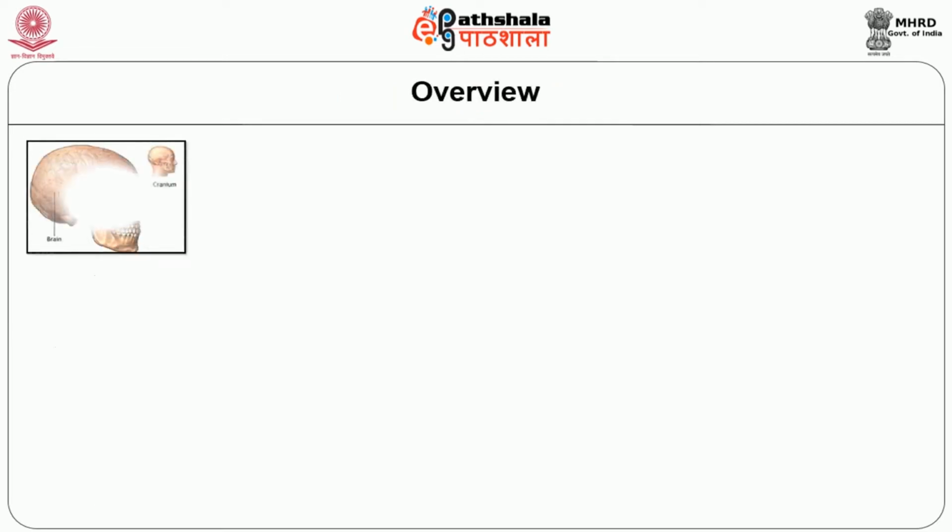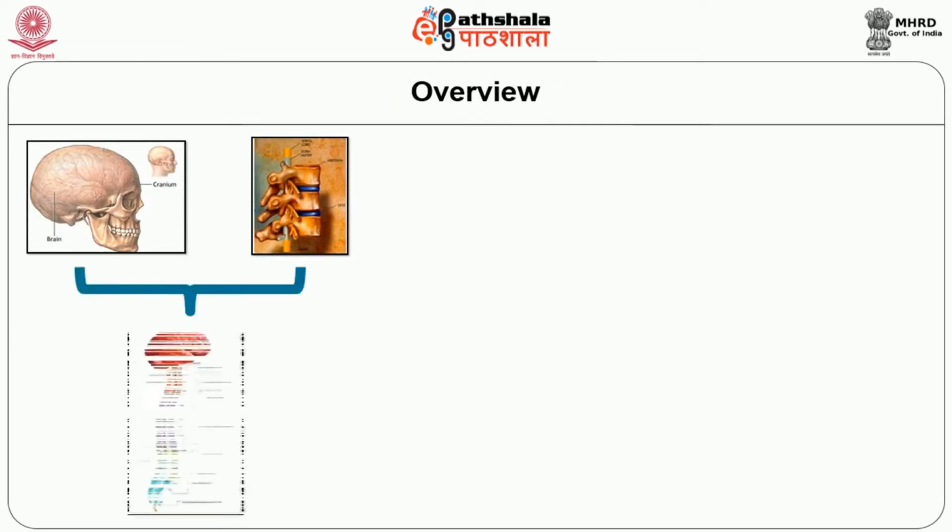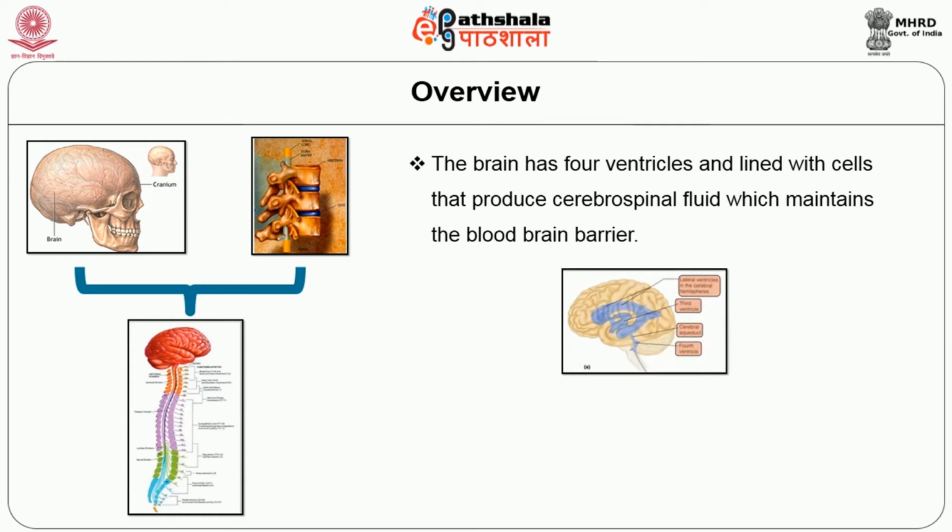Brain is housed in the cranium and has several parts, whereas the spinal cord is housed inside the vertebral column. These organs of the central nervous system are covered by tough protective tissues called meninges, and the organs which are surrounded by the cerebrospinal fluids provides the protection. The brain has 4 ventricles. They are lined with the cells that produce the cerebrospinal fluid, which maintains the blood-brain barrier.